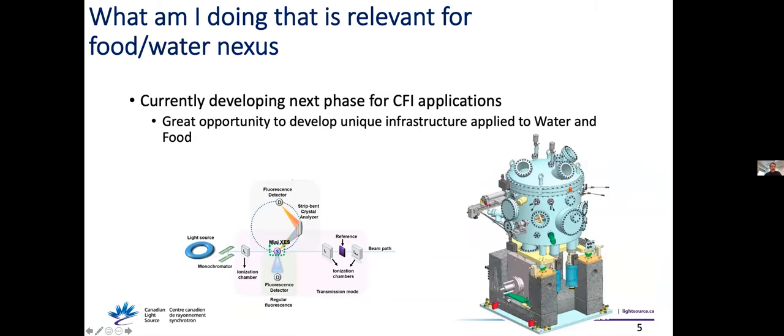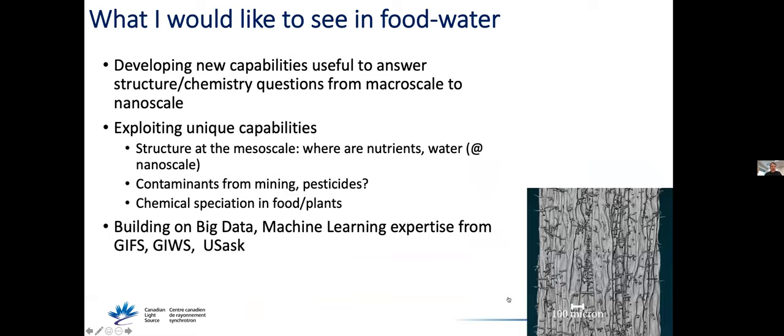What I'm doing at the moment that might be relevant for the food-water nexus: currently I'm working with users to develop the next phase of CFI applications. This is a great opportunity to develop possibly new infrastructure that could be useful for the researchers talking today and yesterday. What I would like to see in the food-water nexus is possibly developing some new capability to answer structure and chemistry questions at the nanoscale and microscale. Tomography techniques, spectroscopy techniques going down to the nanometer scale, exploiting some of the unique capabilities that we have at CLS. What is the structure, where are the nutrients, where are contaminants, what is the distribution of water. All these at the nanoscale and microscale.